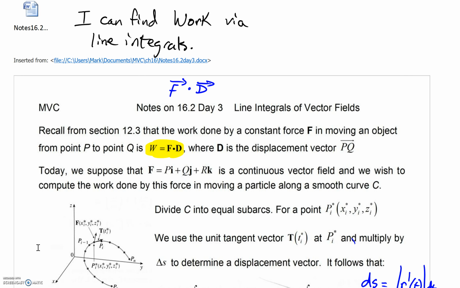We're going to be finding work with line integrals. It can't get much more fun than that, let me tell you. Look at our learning target: I can find work with line integrals.